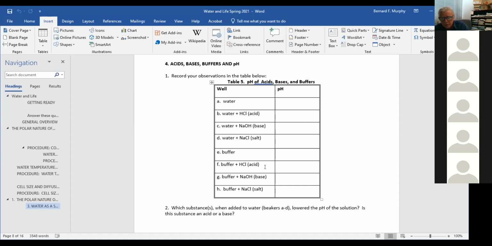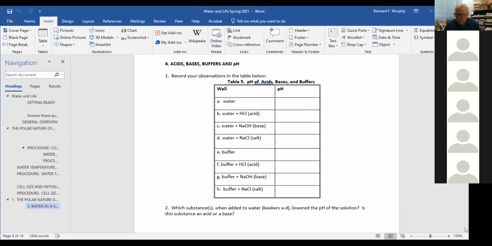Remember how buffers work. You add HCl and lots of hydrogen ions are formed. These buffer molecules can soak up hydrogen ions. They take them and they make bonds with them. And that takes them out of solution. Same thing on the other side with sodium hydroxide. The buffer can provide hydrogen ions. The hydrogen ions bind to the hydroxide ions to form water. And that's how buffers work. Okay.